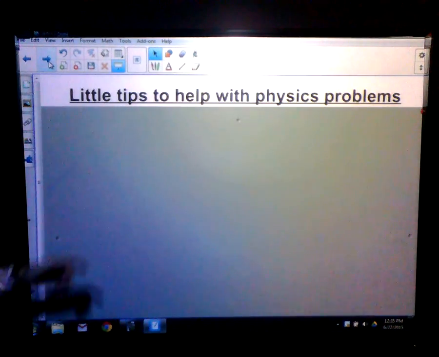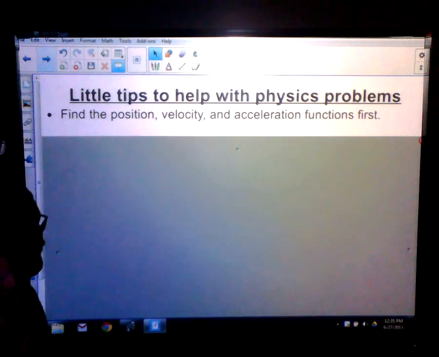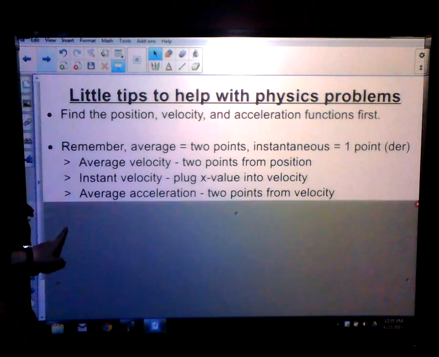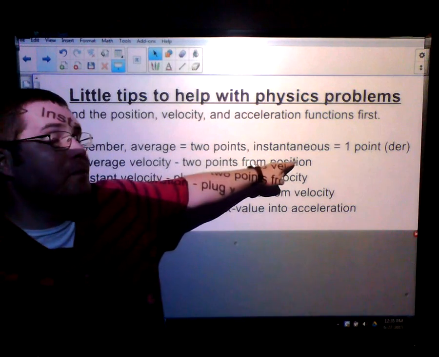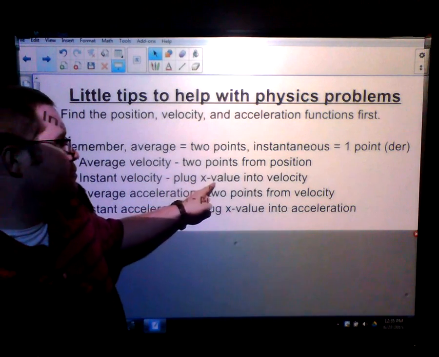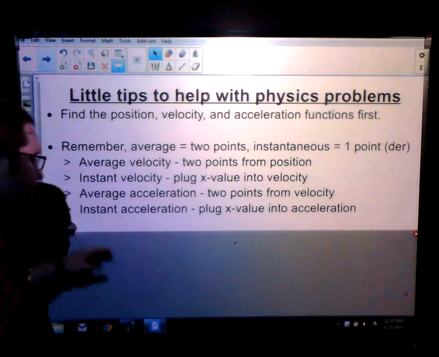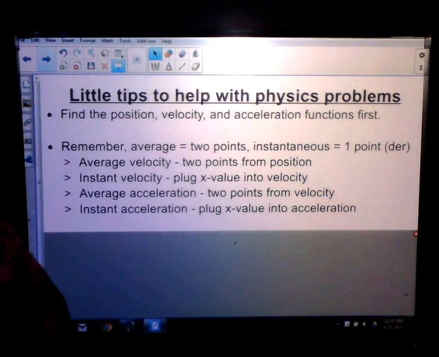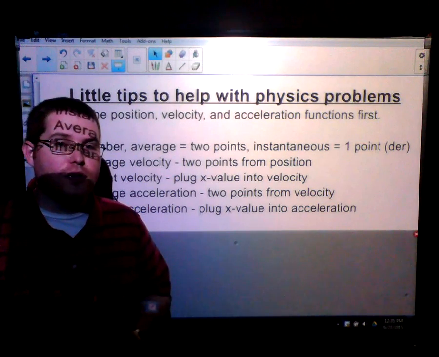Little tips to help you with the physics problems. Find the position, the velocity, and the acceleration functions first. They give you position, take the derivative, find the velocity, take the derivative, find acceleration. Write that down, put it off to the side, it'll help later. Remember, average is 2 points, instantaneous is 1 point, or derivative. Average velocity is 2 points from position. Instantaneous velocity is plug x into velocity. Average acceleration is 2 points from velocity. Instantaneous acceleration, plug in the x value into acceleration. Complicated. That's why I wrote an extra mini lesson for you, and that's why I've given you a lot of practice problems in class.